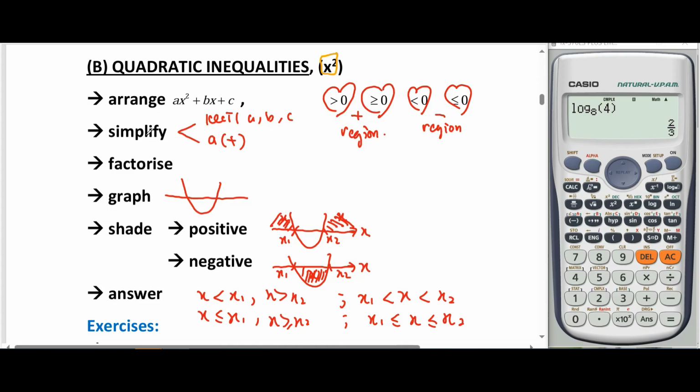Then you need to simplify your quadratic, which means you have to make sure your a, b, c coefficients are in the simplest form, the smallest coefficients, and your x squared coefficient must be positive. Then factorize, draw the graph and shade your region.